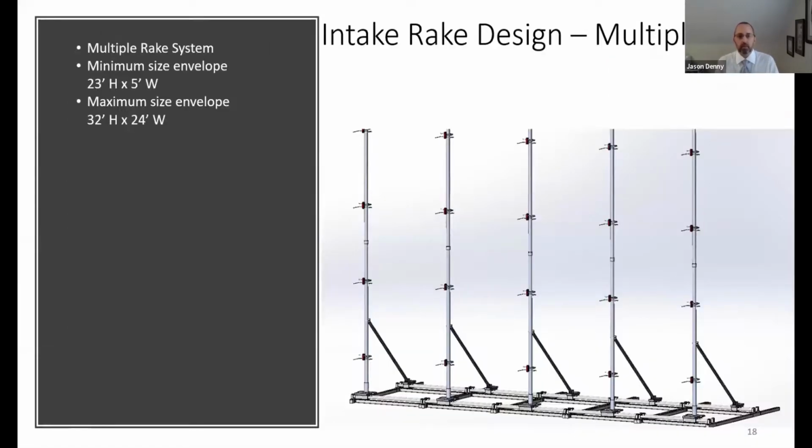Okay, and as we were saying before, that these are rakes that have to go into many different size test cells. So this is showing 5 rakes put together. And this was part of the design too, to meet the requirement of our spacing. A single rake with 2 masts will cover the minimum envelope airflow of 23 foot high and 5 foot wide. And then we have a maximum size envelope of 32 feet high and 24 feet wide. Next slide.